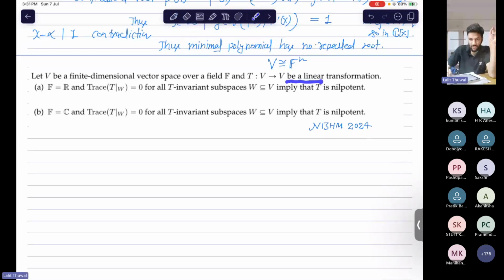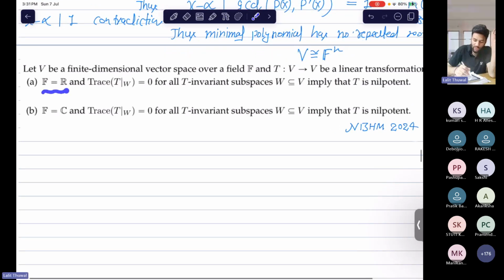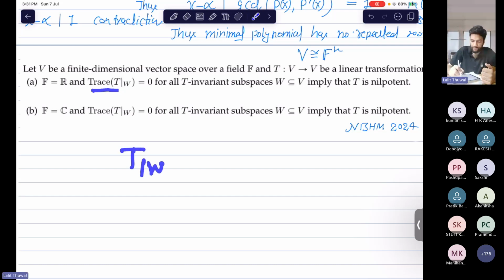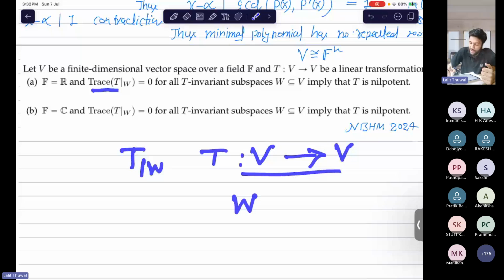Let T be a linear transformation from V to V. The first option says that F is equal to R. Let me also explain what the option says: the trace of T when restricted to W, for all T-invariant subspaces W. Since T is a linear transformation from V to V, what does it mean to be an invariant subspace? It means that the image T(W) is inside W.